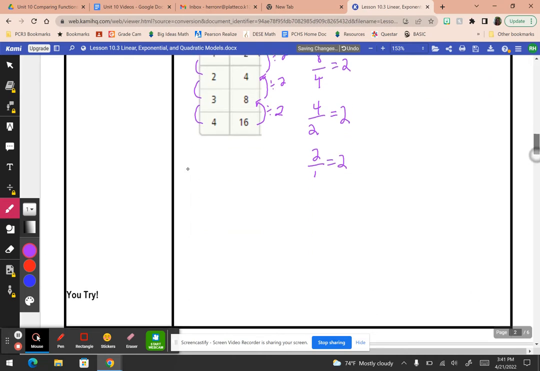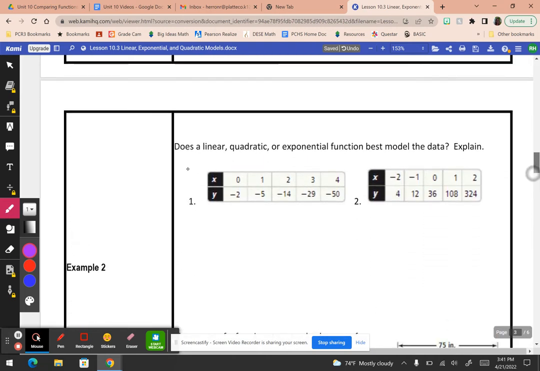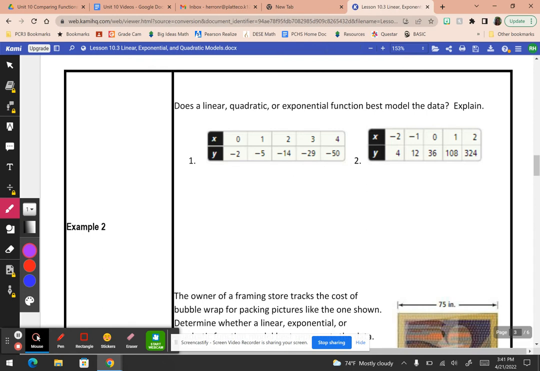All right. So moving into the first set, I want you to stop and give it a try. Tell me if each one of these is linear, quadratic, or exponential. Pause the video if you can and see if you can get the right answer here.